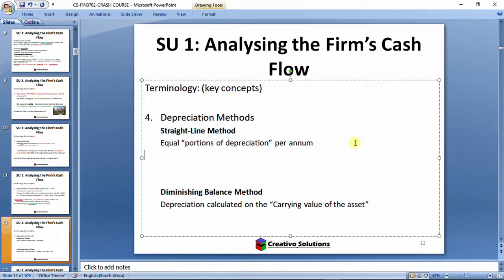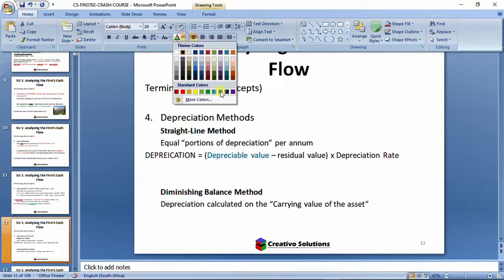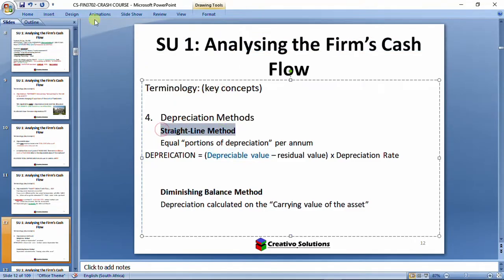Good. So that is depreciation equals brackets depreciable value less residual value times the depreciation rate. When you're looking at the depreciable value, because I have the straight line method, the depreciable value is the cost price.